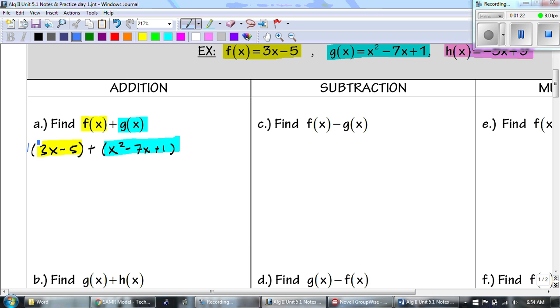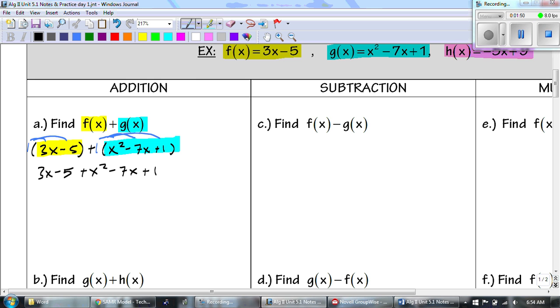Well, what's in front? A 1 is in front. And 1 times 3x is 3x. 1 times negative 5 is negative 5. And the same thing out here. I have a positive 1, so I would distribute a positive 1 to everything. And when we do that, nothing changes with addition. Okay? And now I can combine like terms.